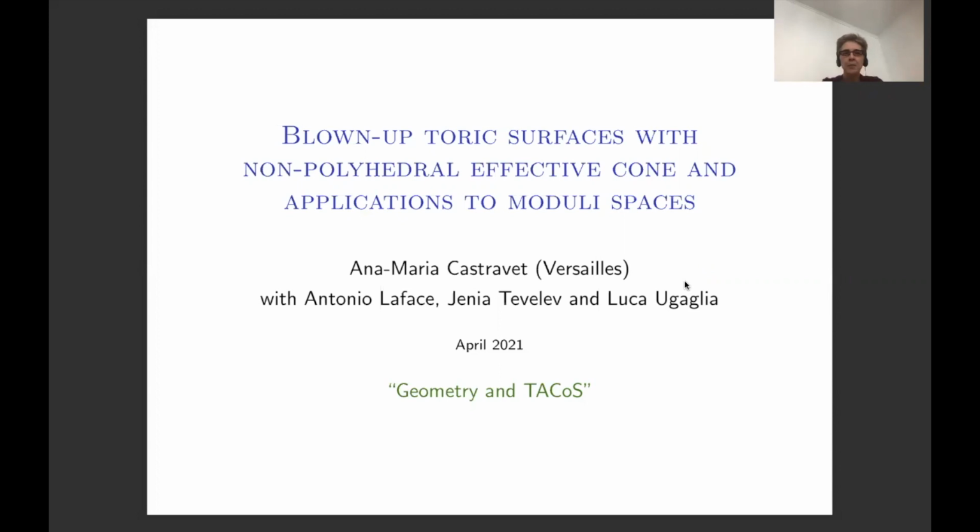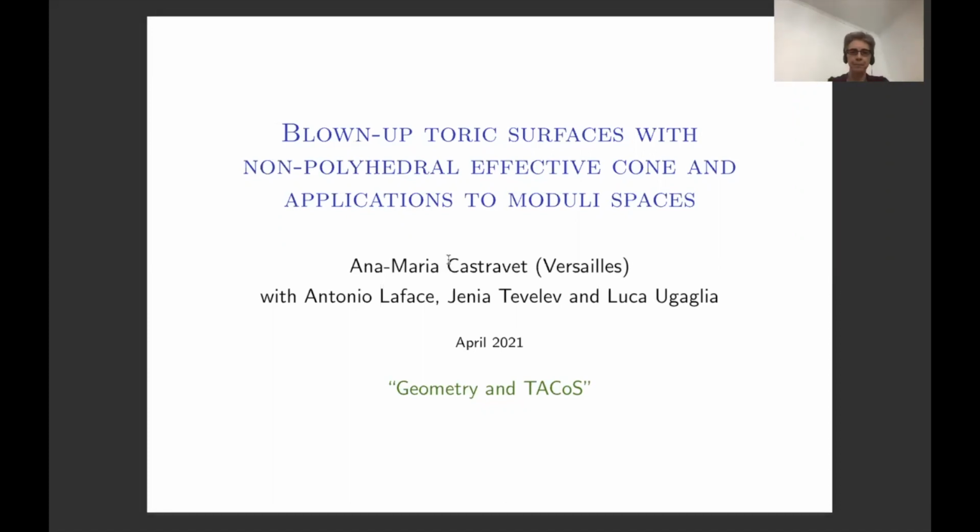So I want to tell you about a new construction that starts with a toric surface. We blow up one point and we end up with a surface which has a complicated effective cone of divisors. This in turn has applications to the birational geometry of other higher dimensional varieties, among them some moduli spaces of stable rational curves. This is based on joint work with Antonio Laface, Eugenia Tevelev, and Luca Ugaglia.